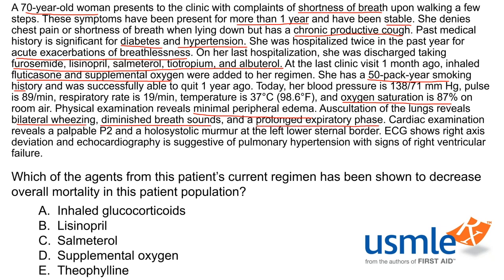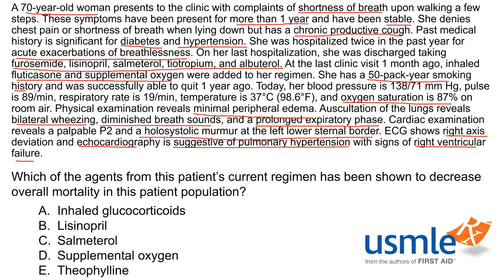Cardiac exam reveals a palpable P2 and a holosystolic murmur at the left lower sternal border. EKG shows right axis deviation, and echocardiography is suggestive of pulmonary hypertension with signs of right ventricular failure. And then we're getting to the lead-in, or the question itself, which says, which of the following agents in this patient's current regimen has been shown to decrease overall mortality in this patient population?